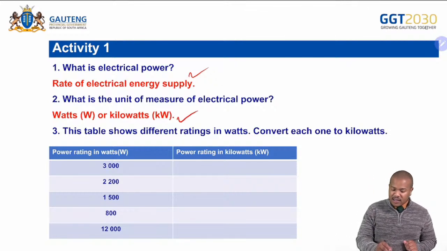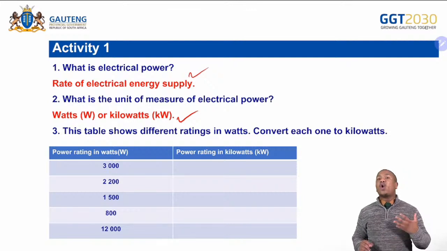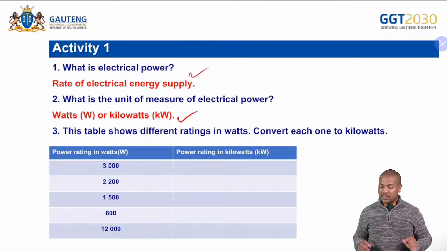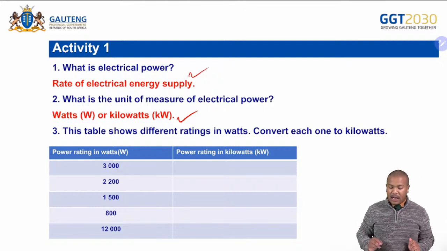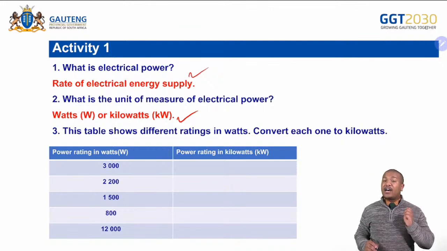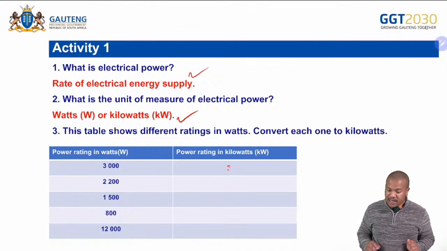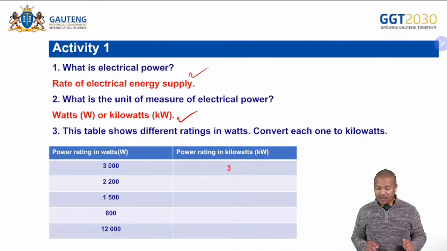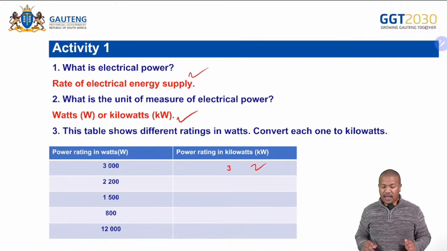Then number three, this table shows different ratings in watts. Convert each one to kilowatts. Remember, I said that you divide by 1,000. So now, the first one, 3,000 divided by 1,000, it's what? It is 3 kilowatts.